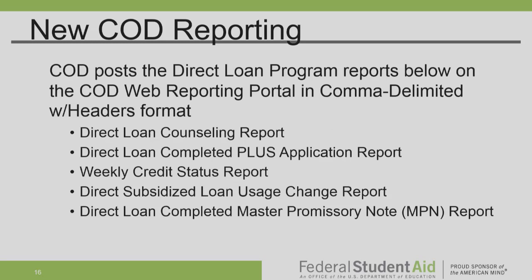These new reports up here are posted to the reporting portal in comma delimited with headers format. Okay? The other options we talked about earlier, pipe delimited, comma delimited without headers, they're not available anymore. But these reports up here are still there, and they are going to be available through the portal in comma delimited with headers format to make it that much easier to draw them down and put them in an Excel type spreadsheet to work the way that works best for you at your school. Okay?